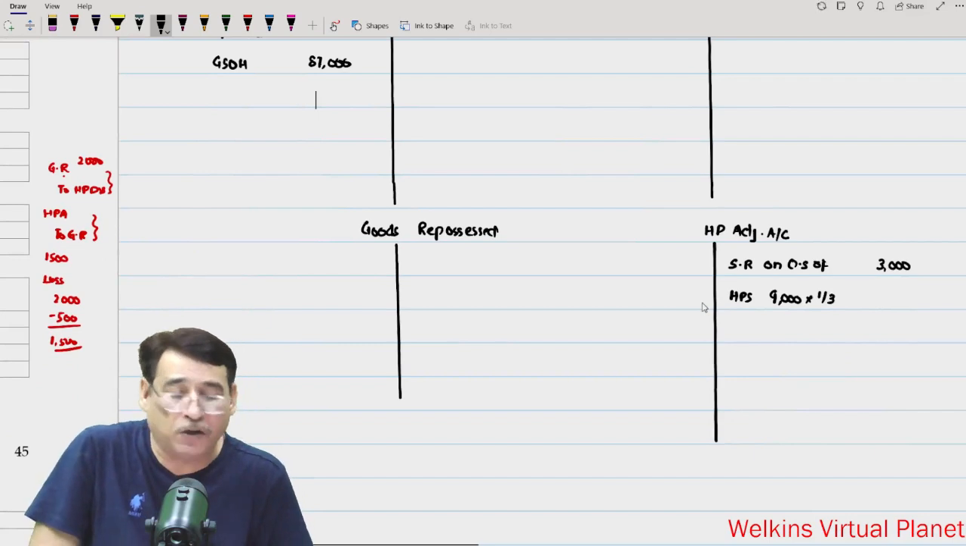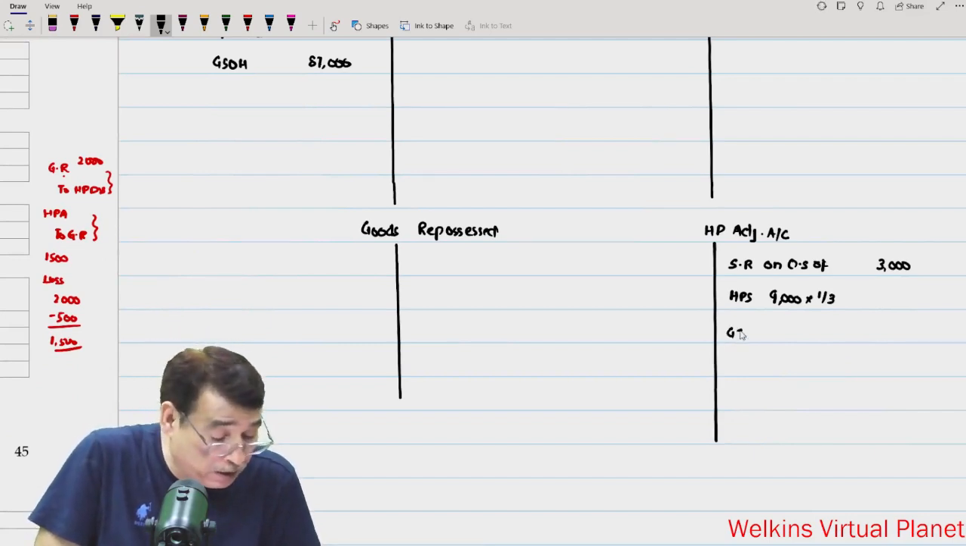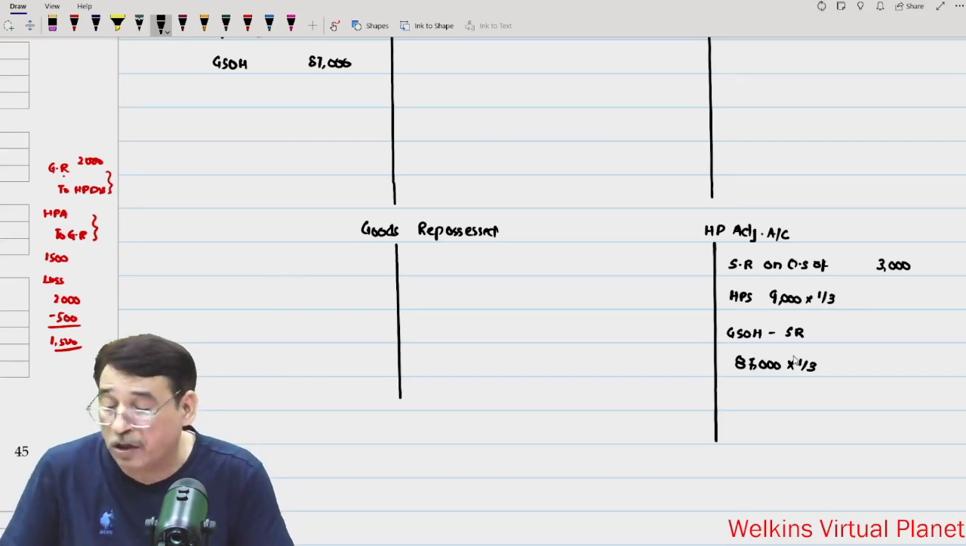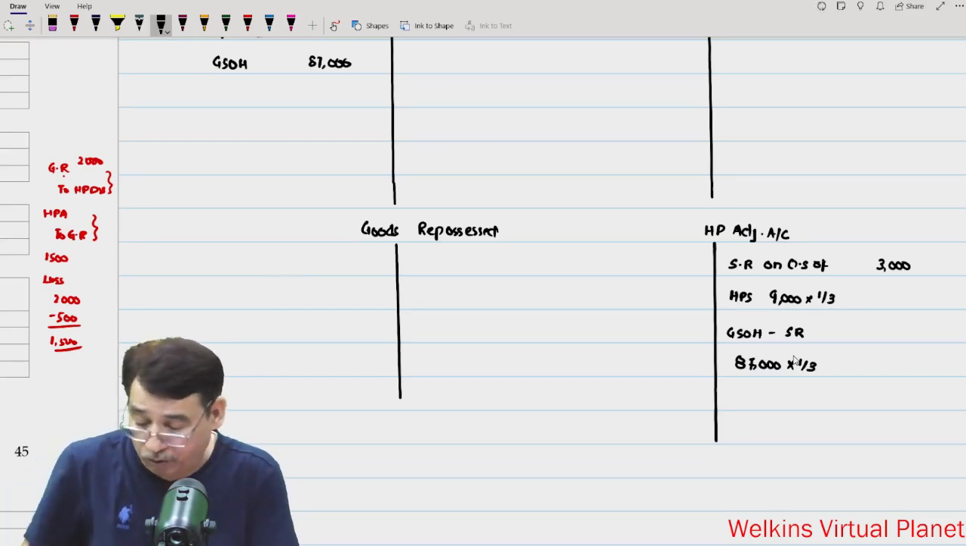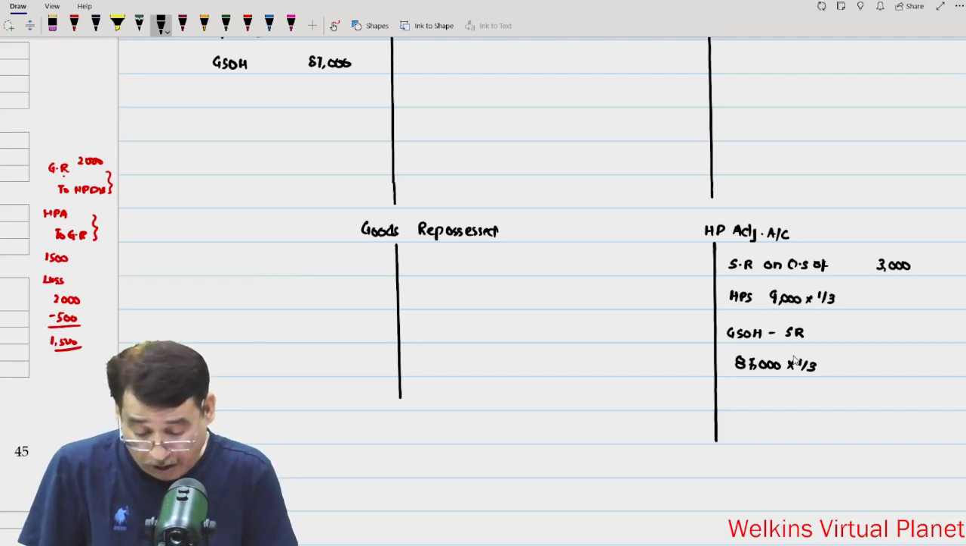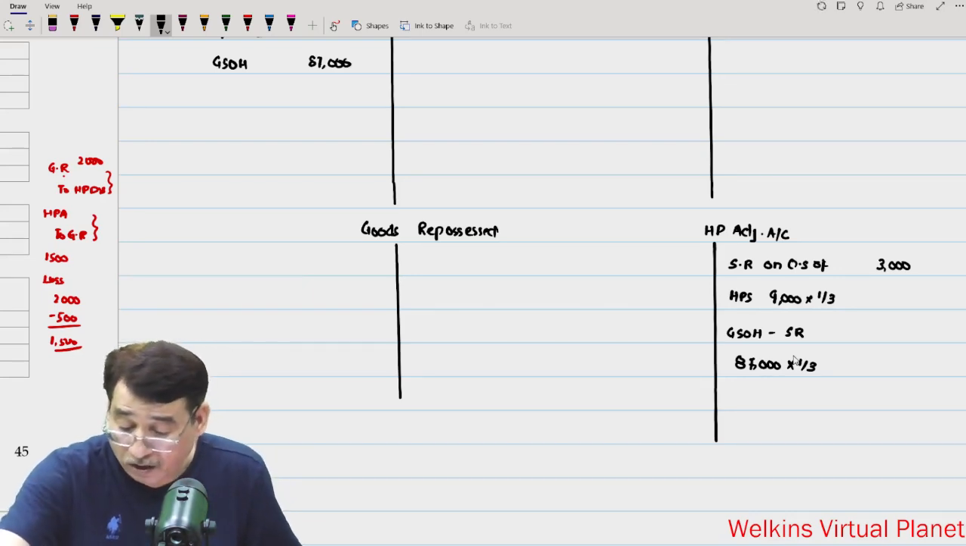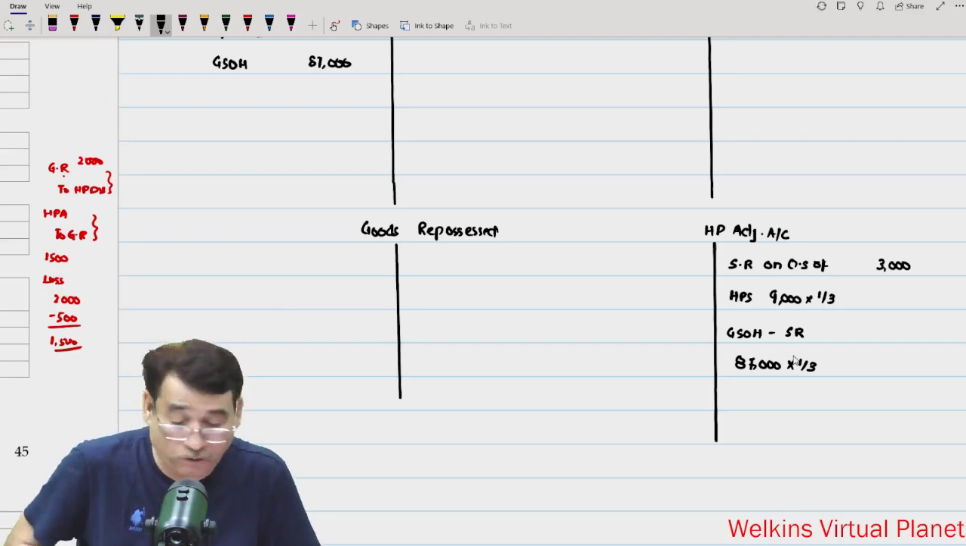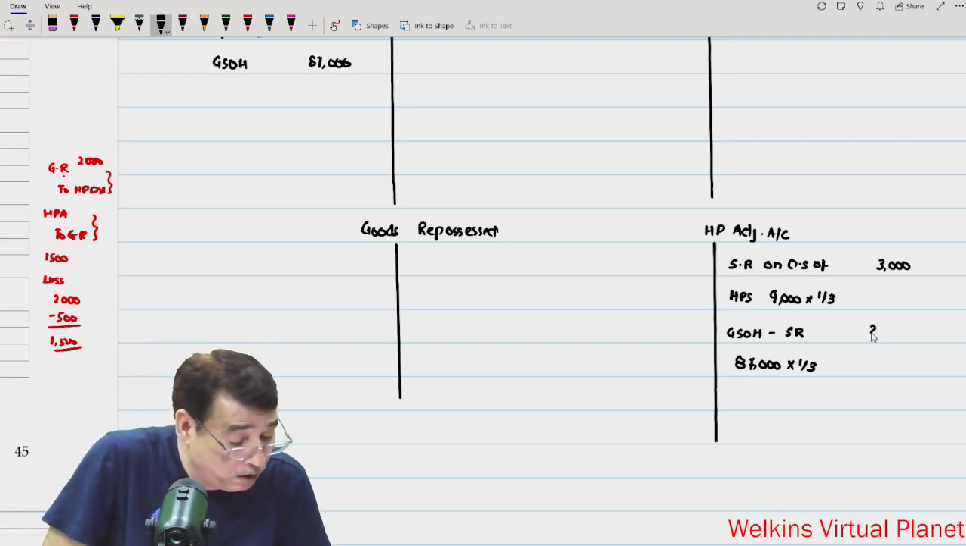In the higher purchase adjustment account, we shall write goods sold on higher stock reserve, 87,000 into 1 by 3. How much will that be? I will have to compute: 87,000 divided by 3, 29,000. In this question, rate of profit is 50% on cost. So on selling price, 50/150 or 1/3, 29,000 is the loading.